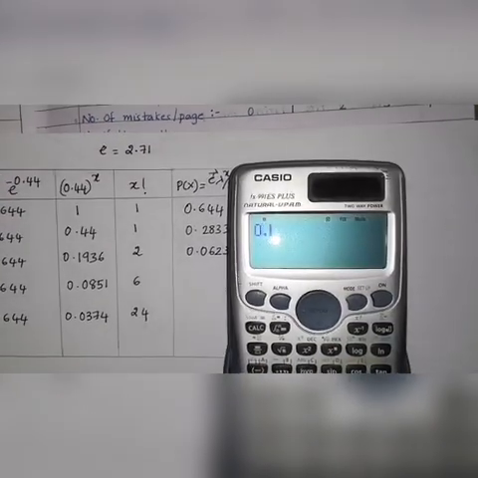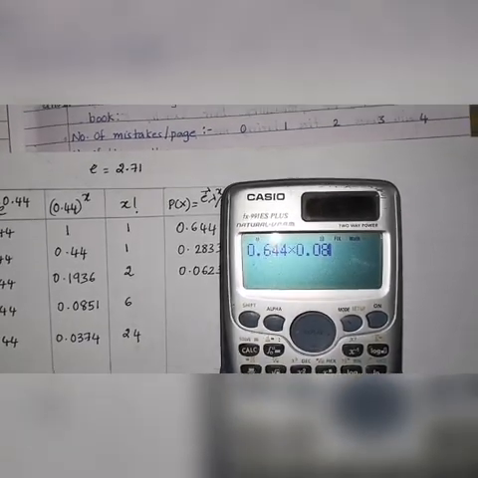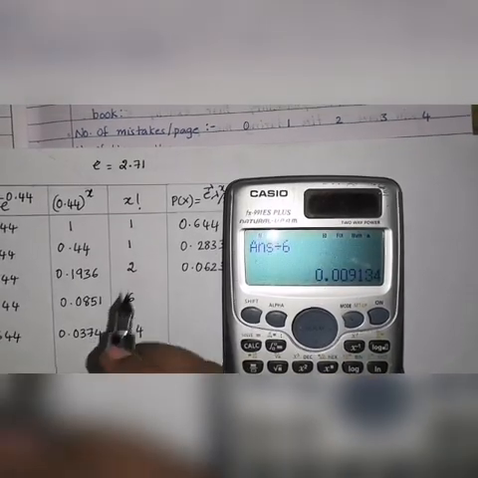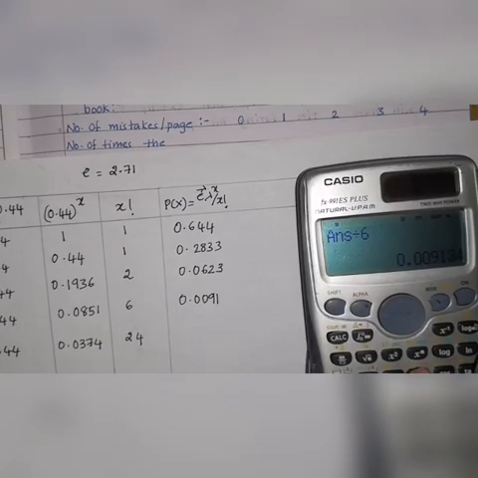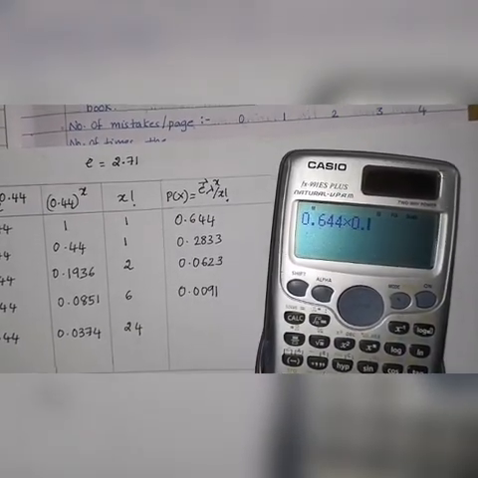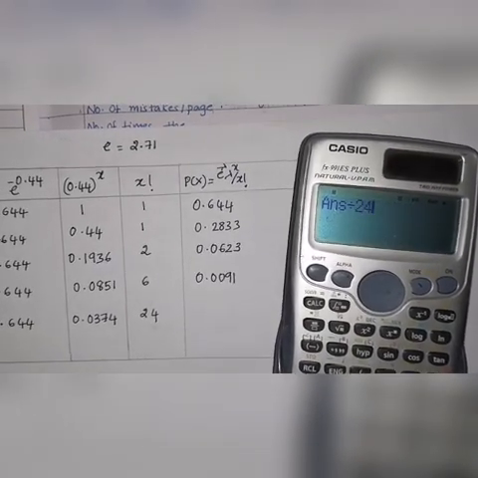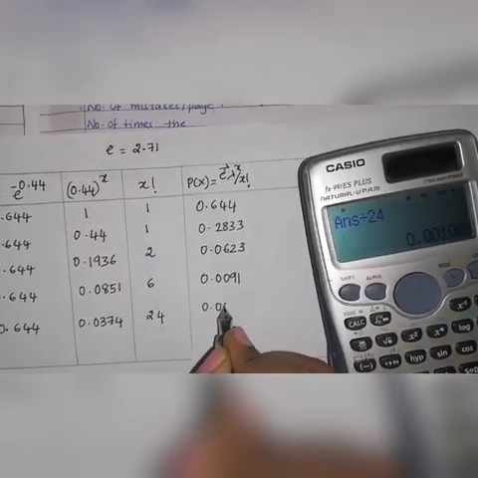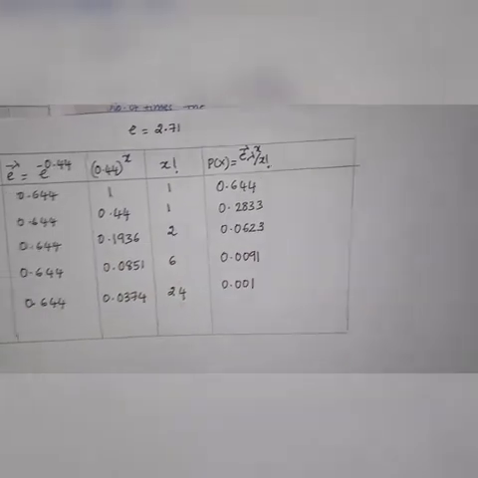Then 0.644 into 0.0851 divided by 6. So this is 0.0091. Then 0.644 into 0.0374 divided by 24 is 0.001. So now we have calculated the probabilities for each and every value of x.